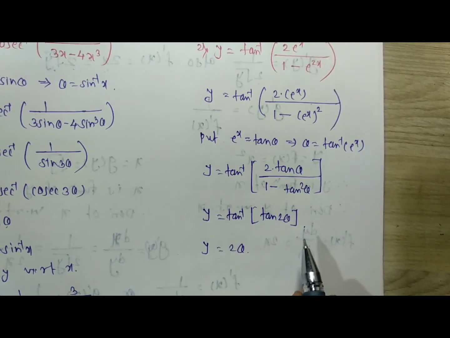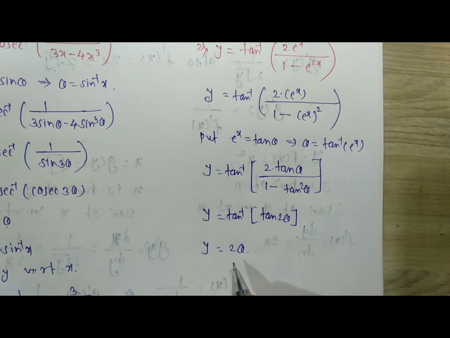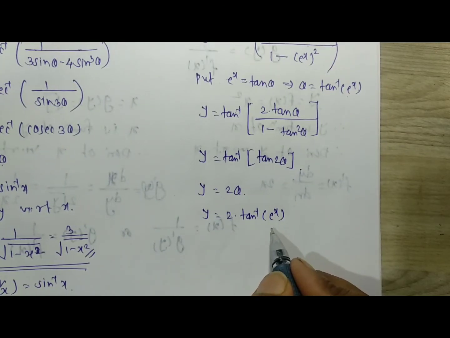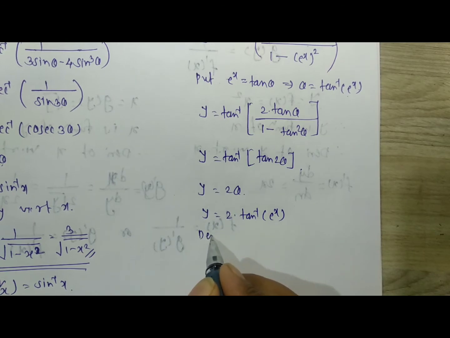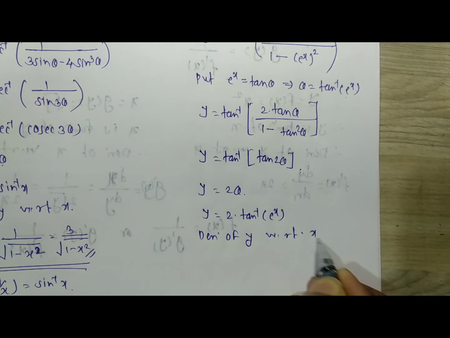But theta is nothing but what? Theta is nothing but tan inverse e raised to x. Put it here, and you will get y is equal to 2 into tan inverse e raised to x. And y is a function of x, and therefore the derivative of y with respect to x is here.